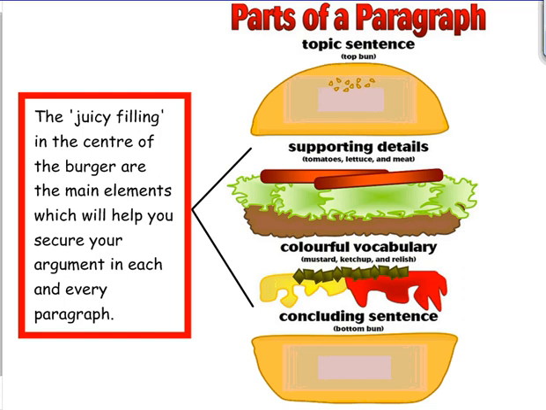To go with your topic sentence and concluding sentence, you need a really good filling. The juicy filling in the centre of this burger means the main elements which will help you secure your argument in each and every paragraph. You need supporting details to match with your topic sentence, and you need good vocabulary to support what you're saying and to make it sound like you know what you're talking about. Don't, for the purpose of this piece, use vocabulary that you don't understand. It could really harm the main purpose of your essay and your piece.